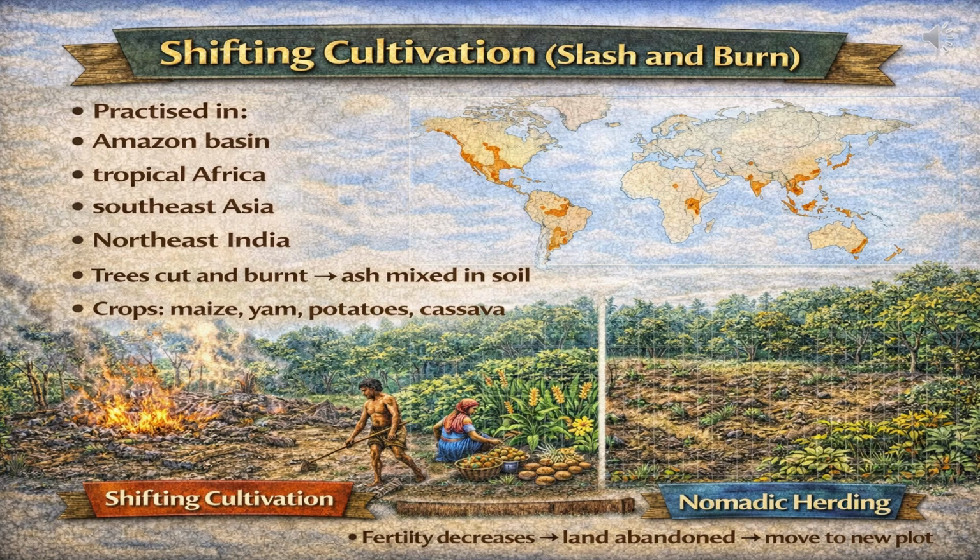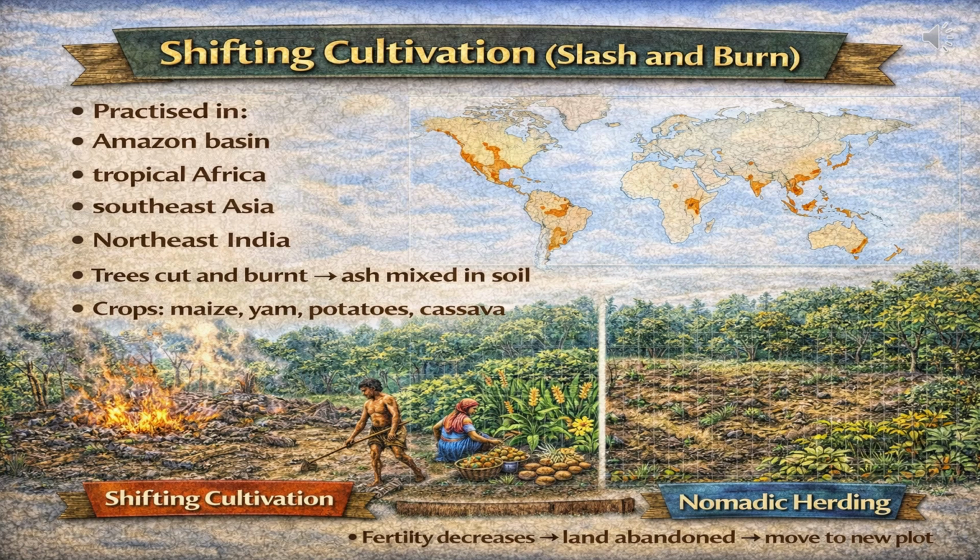How it works: trees are cut and burnt. Ash mixes into soil and makes it fertile. A crop is grown: maize, yam, potatoes, cassava. But after some years, soil fertility decreases. So the land is abandoned and farmers move to a new plot. That is why it is called shifting cultivation.